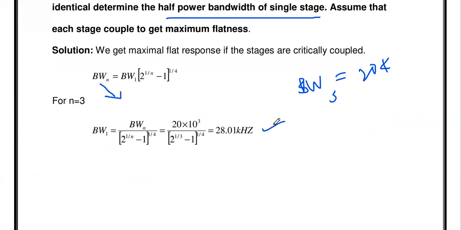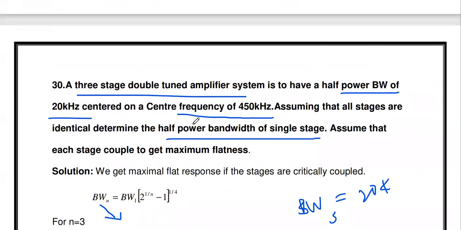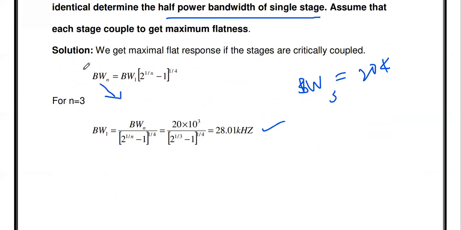So if double tuned amplifiers are connected in cascade, the formula is BWn equal to BW1 into 2 to the power 1 by n minus 1 to the power 1 by 4. If single tuned amplifiers are connected in cascade, instead of 1 by 4 there is 1 by 2, that is the square root. Okay, so these are some of the problems and 2 mark questions from the third unit, tuned amplifiers, of Electronic Circuits 2.